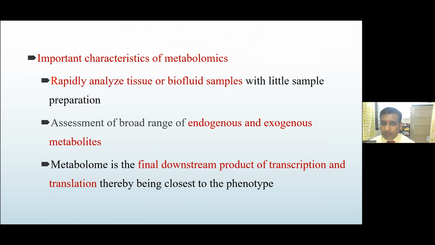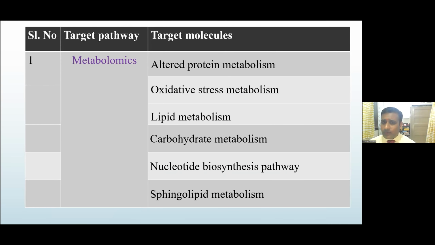Hence, the characteristics of metabolomics are that it helps in rapidly analyzing samples with little sample preparation. It helps in assessment of a broad range of endogenous and exogenous metabolites. And as I told previously, the metabolome is the final downstream product of transcription and translation. Thereby, it appears as close as possible to a phenotype change. Some of the target molecules which we can identify using metabolomics involve altered protein metabolism. It involves oxidative stress metabolites, lipid metabolism, carbohydrate metabolism, nucleotide biosynthesis, as well as sphingolipid metabolism. Of this, it has been found that protein metabolism is highly altered.